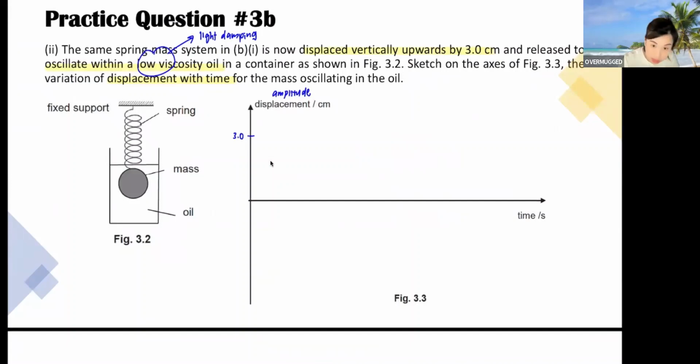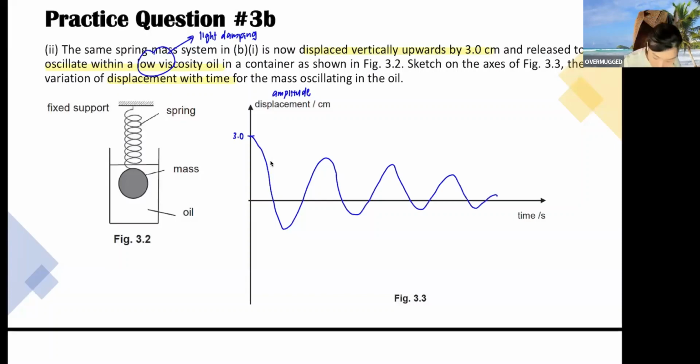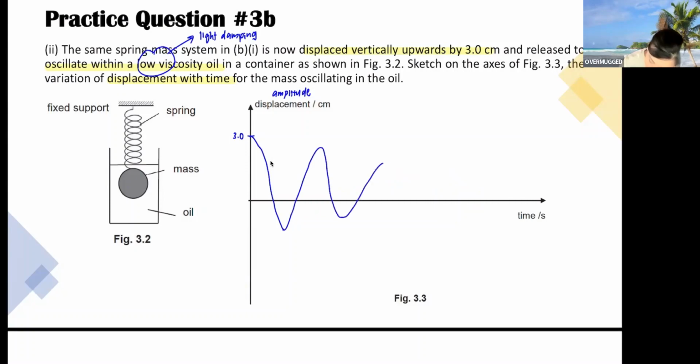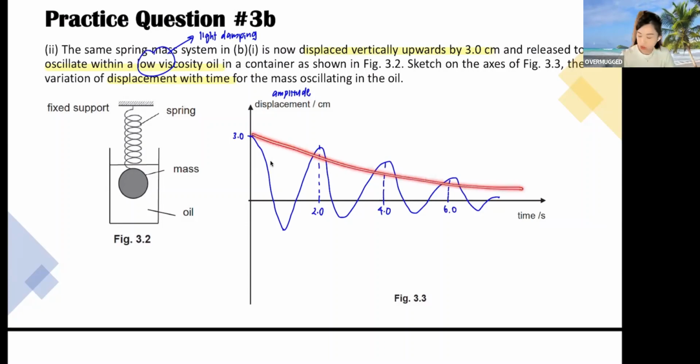You understand? And then for every one oscillation, my drawing is really bad, but I hope you guys get the gist. Just make sure that your amplitude is decreasing every time you draw the graph. Okay? Then every one oscillation here, this is 2.0 seconds. One oscillation, 4.0, 6.0, something like that. Okay? And just make sure that your amplitude is decreasing over time.